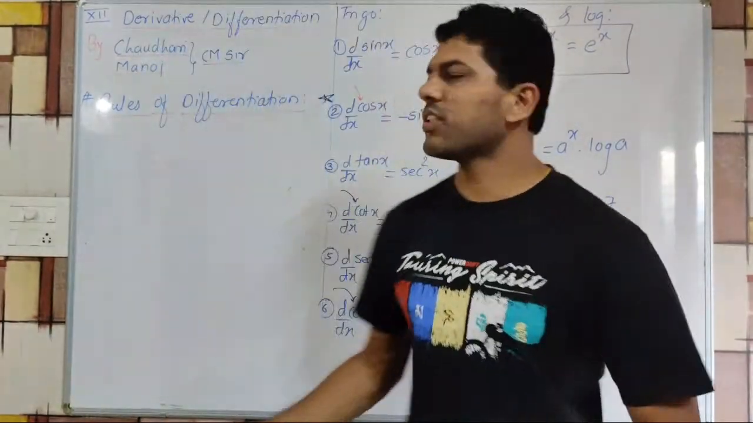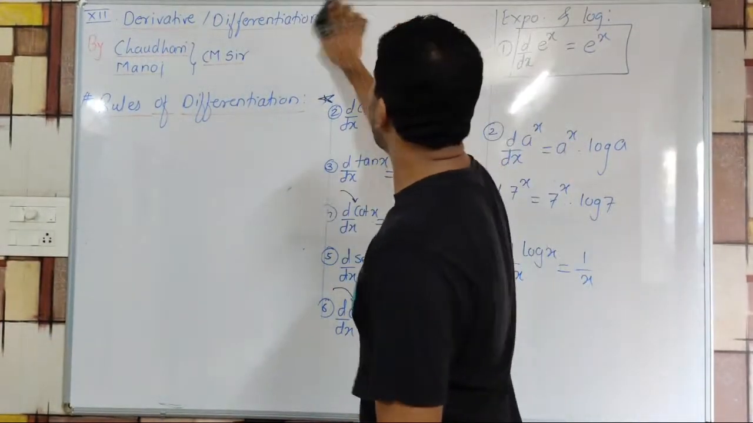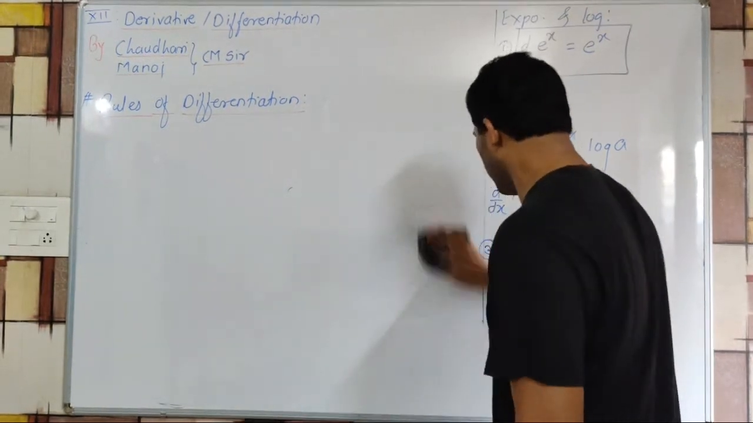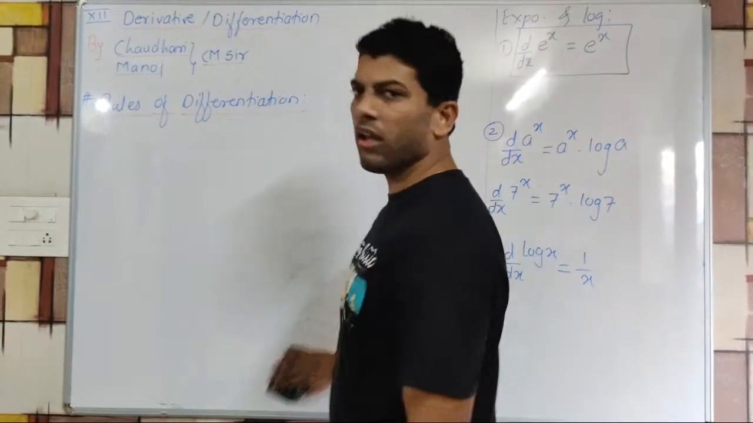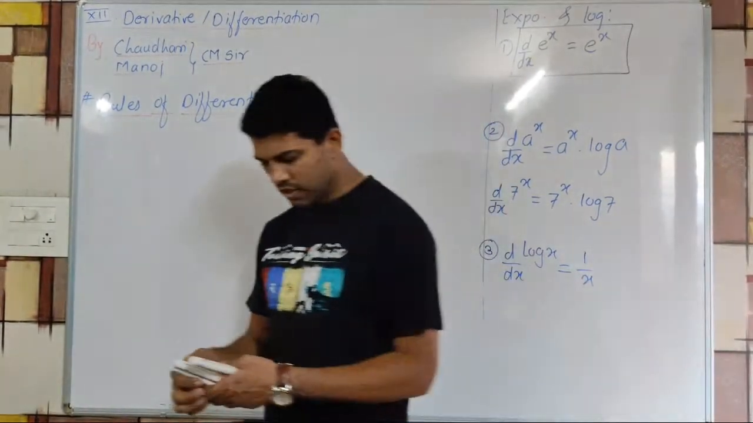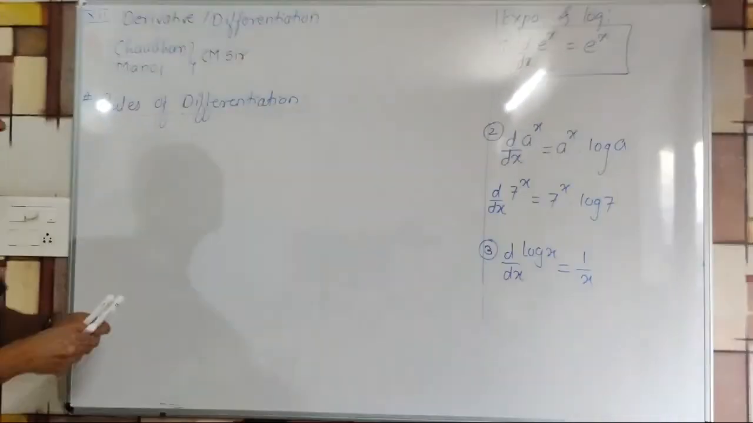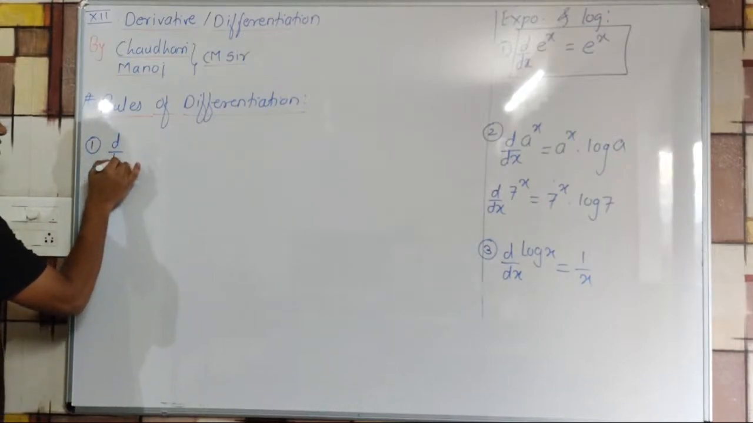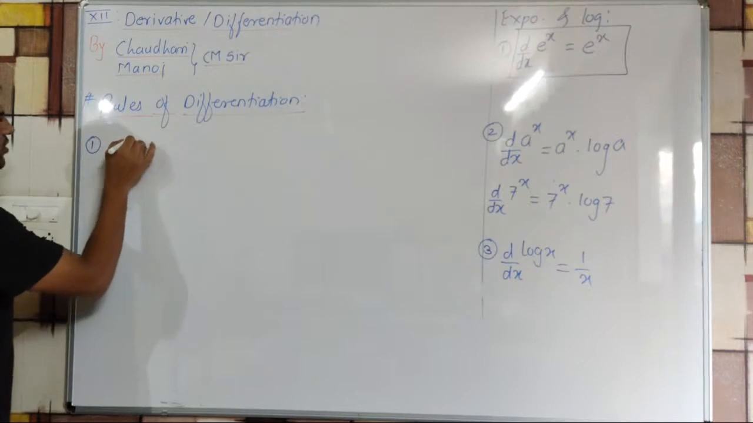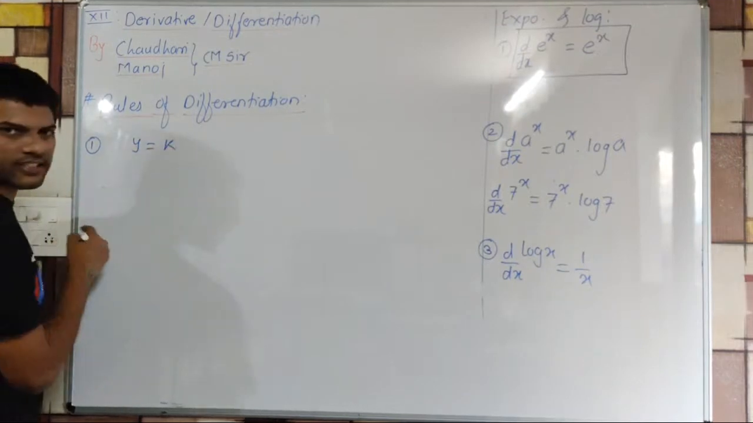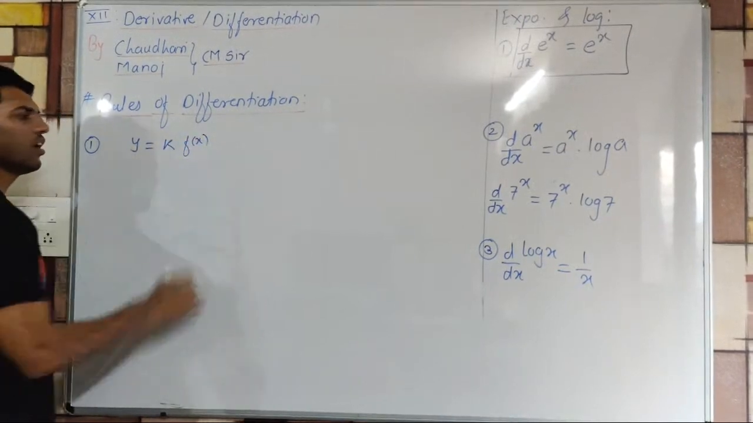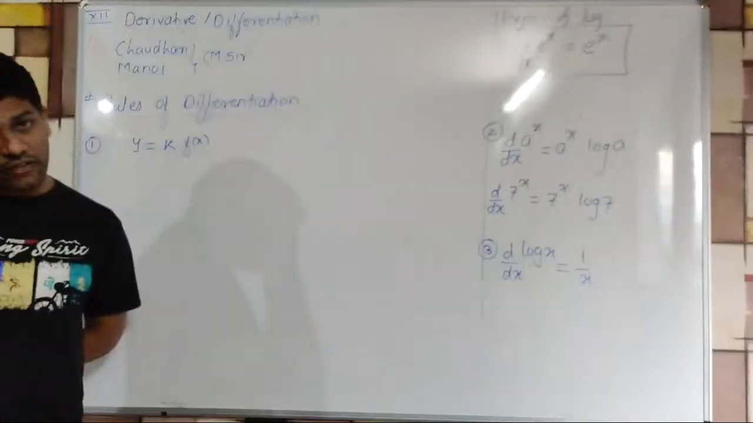Rules means I am talking about its algebra. Algebra means addition, subtraction, multiplication, division, or the role of a constant. Right? So let me list out the first formula. What if it is a function with k? Let's say y is equal to k times a function, where k is a constant.